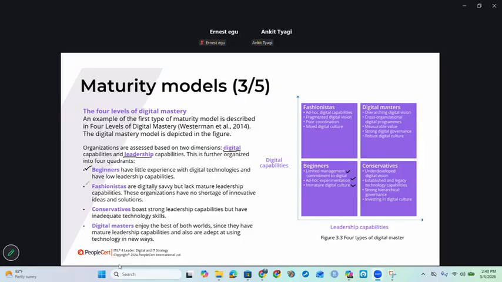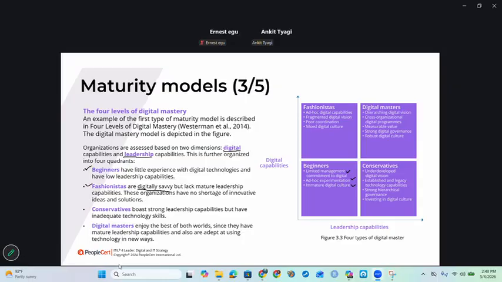Then there are fashionistas. These fashionistas are digitally savvy, but lack mature leadership capabilities. These organizations have no shortage of innovative ideas and solutions, which means the workforce of the organization is innovative enough, is capable enough to use the technology, but the leadership commitment is really low.